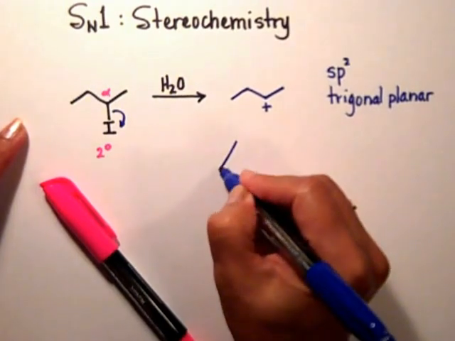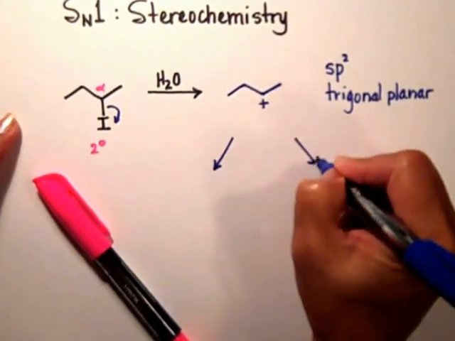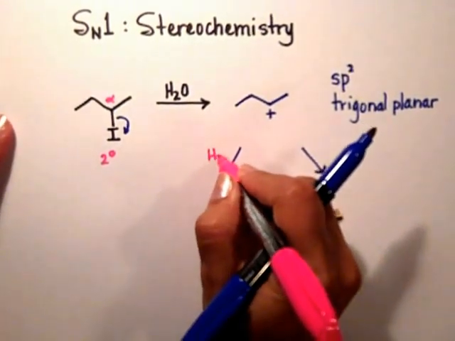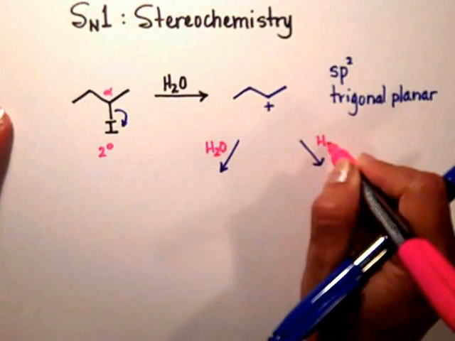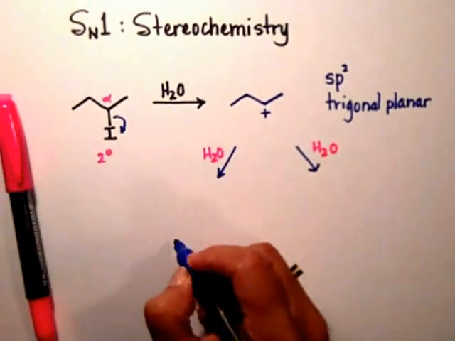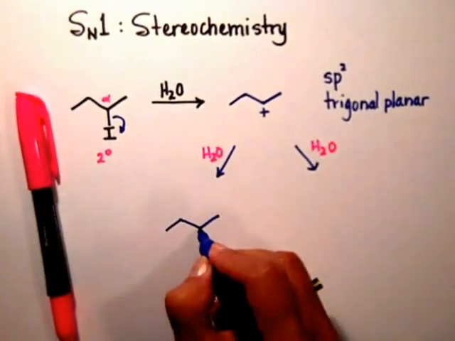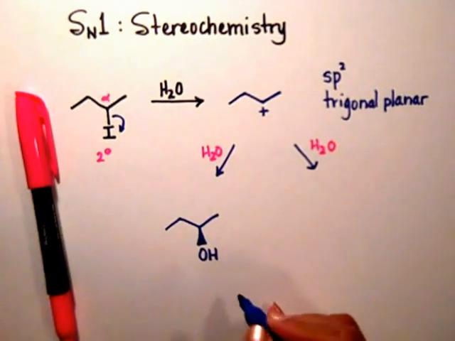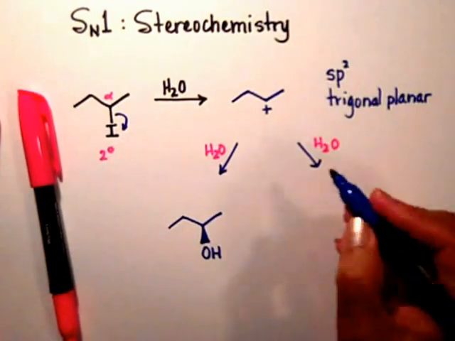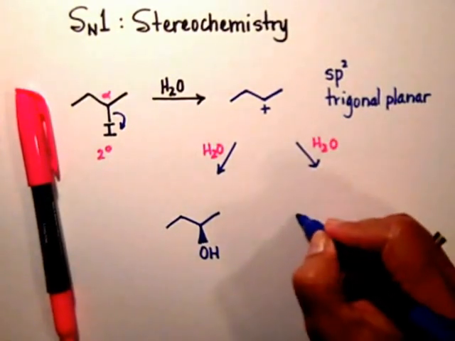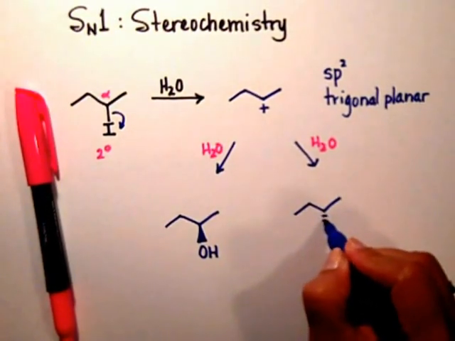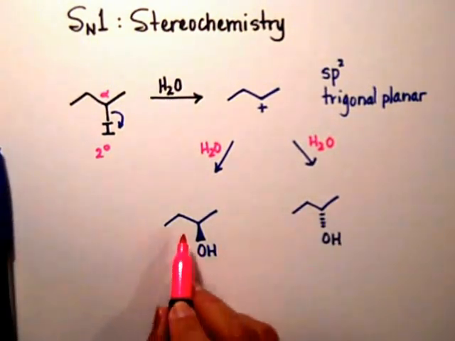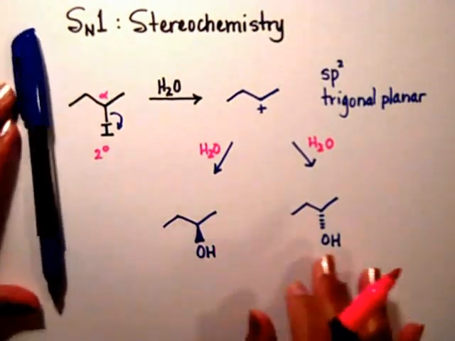So what's going to happen right here when the water attacks? Well, if the water attacks from the front, we will end up with the OH in the front, but the water could attack the carbocation from the back, and that way the OH will be in the back. So let's assign the R and the S to our new alcohols right here.